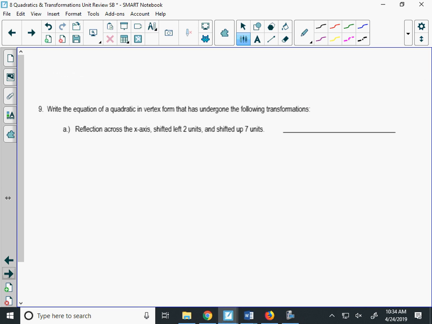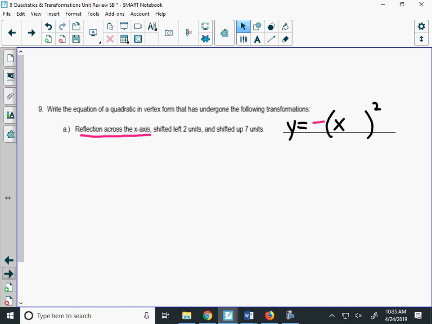All right, next we have number 9. 9a. We're going to write an equation that's undergone these transformations. All right, so if we're going to reflect over the x-axis, we start our equation with a negative out in front. Left 2 units. Left is going to be inside the parentheses here with the x. Now if I go to the left, that ends up being a plus 2. And finally, up 7 is outside of the parentheses. We put a plus 7 on the end.